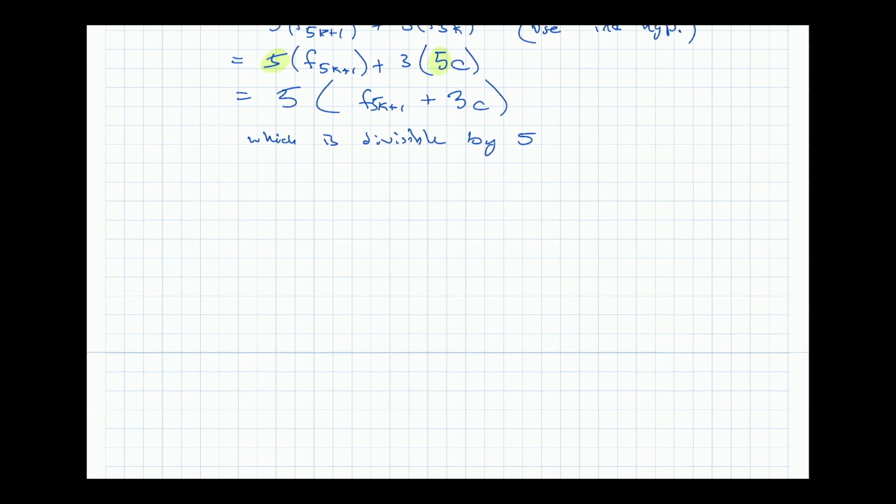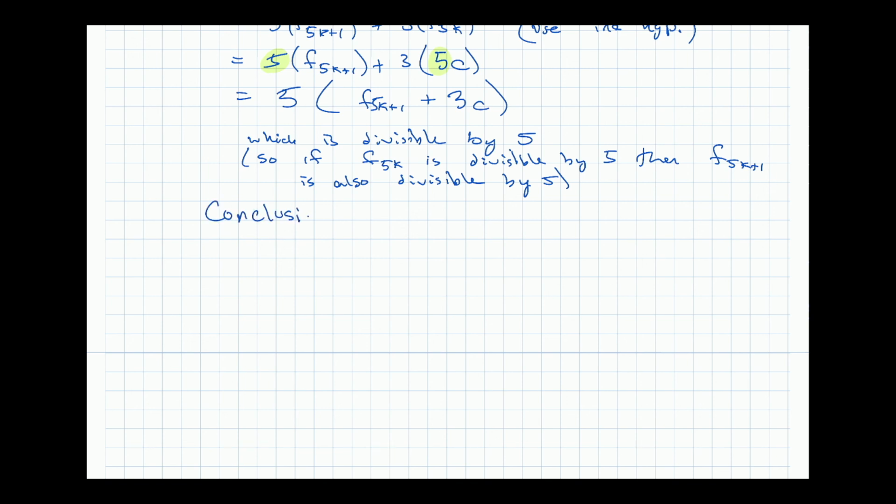So what we showed there was, if f5k is divisible by 5, then f5k plus 1 must also be divisible by 5. Right? And that's what we were supposed to do for the induction step of this proof. So we're on to the conclusion then, which is just f5n is divisible by 5.